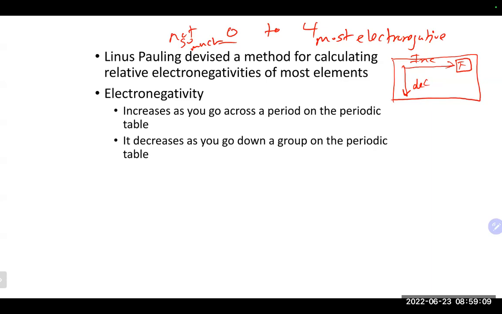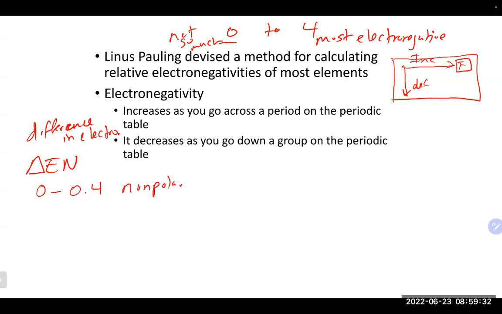But typically, you take what is sometimes referred to as the difference in electronegativity values, and you basically just subtract the two values. If you get a difference between 0 to 0.4, it is considered a nonpolar covalent bond, which basically means it's considered to be sharing the electrons equally.